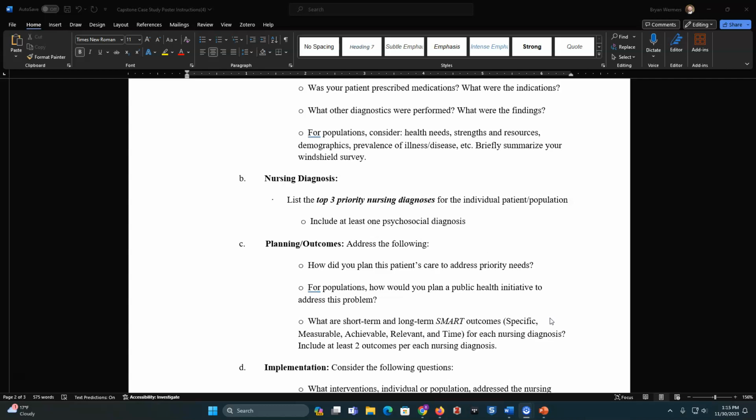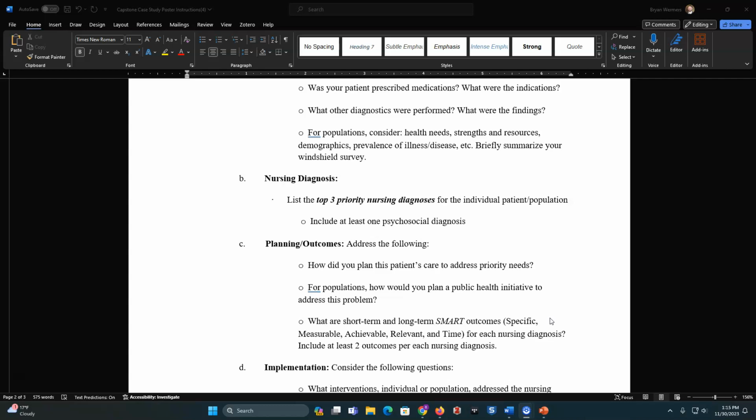So that was your distance. It's achievable, depending on where they're at. I suppose if they're ventilated, that's not real, but given the situation, yes, they could do this. Is it relevant? Yeah, you want them up and walking so they don't get DVTs and pneumonias. And then the time, you said by the end of your shift, so you put a time frame on it.